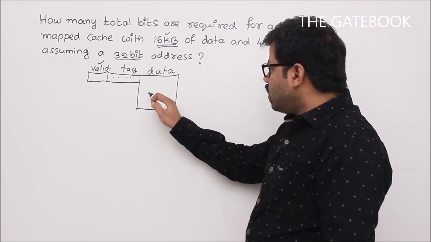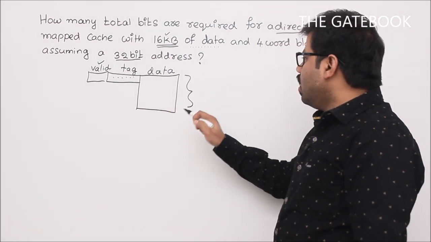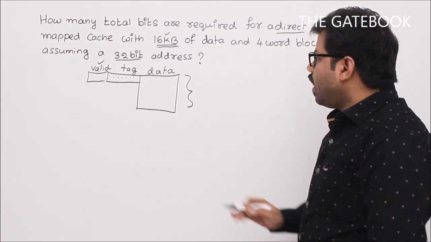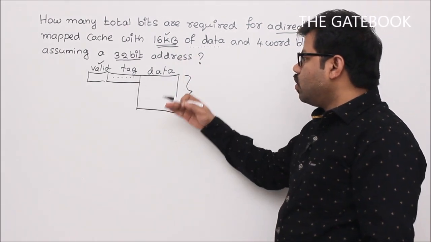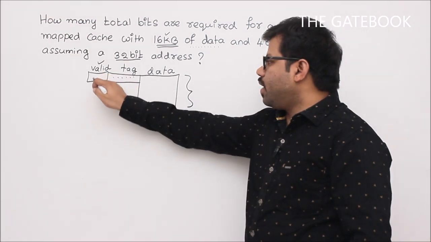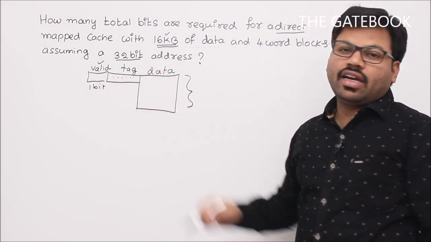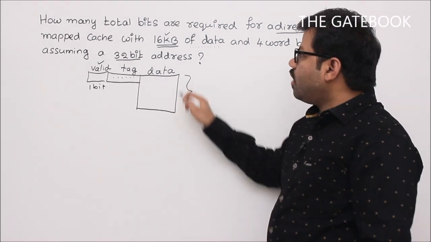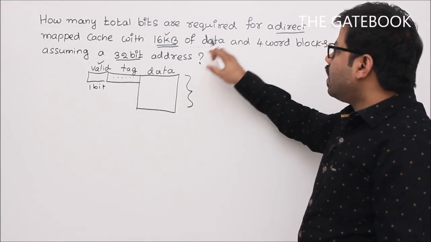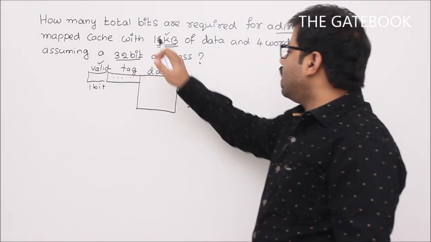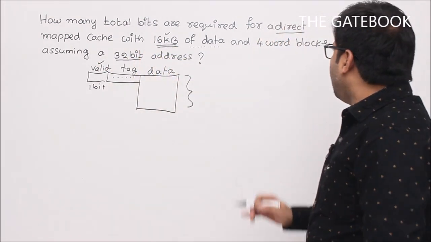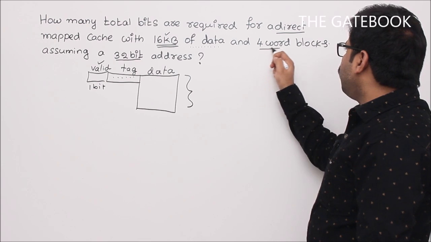Now assume that you have one block. There are a lot of blocks, but for this particular block, how many bits are required? How many bits are you storing in this block? Valid bit, 1 bit, right? Number of tag bits, which we have to calculate. And what is the size of the data in this block? Did they give anything? No. The total cache size is given as 16 KB, right? And each cache block size is 4 words.